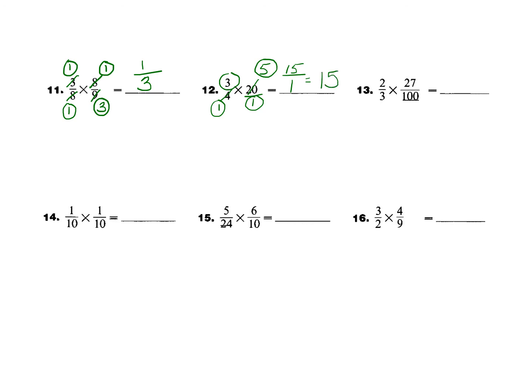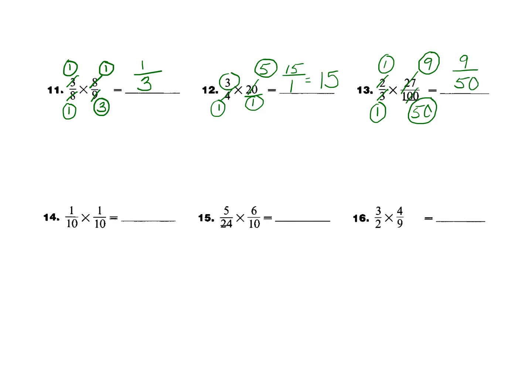Question 13. 2/3 times 27 over 100. 3 divided by 3 equals 1. 27 divided by 3 equals 9. 2 divided by 2 equals 1. And 100 divided by 2 equals 50. 9 times 1 equals 9. And 1 times 50 equals 50.